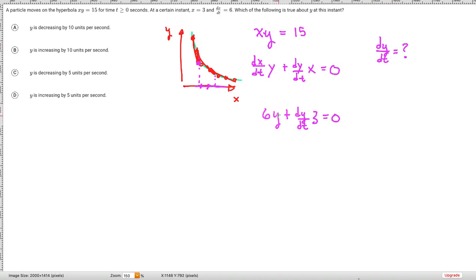But if you look at this, we still need another missing component here. We need y. But we know that if x is 3, we can solve for what y is. If x is 3, y must be 5 in order to keep this relationship true. So I have 30 plus dy/dt times 3 equals 0. Then I subtract 30 on both sides, and then I divide by 3. And I get that dy/dt, the y value, is decreasing at 10 units per second. Negative means decreasing. The rate at which y is changing is negative, so it's decreasing by 10 units per second. Yes, this is the correct answer.